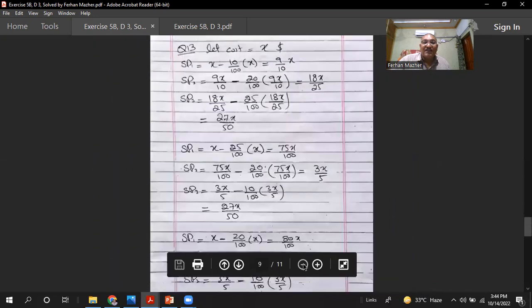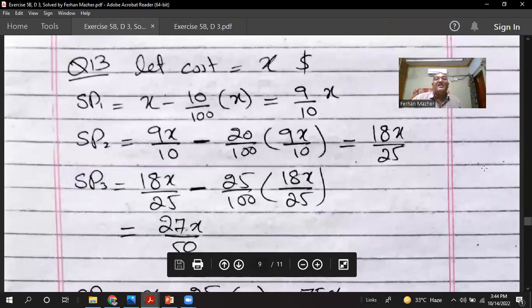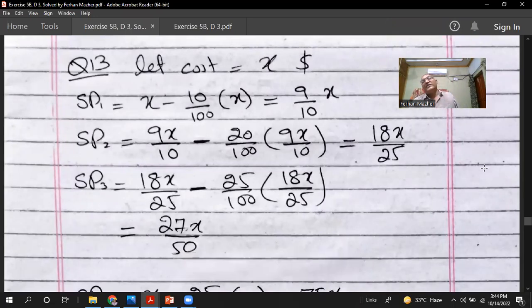A lot of fractions are involved in it. Okay, so I'm going to show you how this is done. Let the cost of the sofa be X dollars. That's the sale price one. He will be given a discount of 10%. So the sale price will be X minus 10% of X, and that will give you 9 by 10 of X. So then this price will be further reduced by 20%. So 9x by 10 minus 20% of 9x by 10. So that will give you 18x by 25.